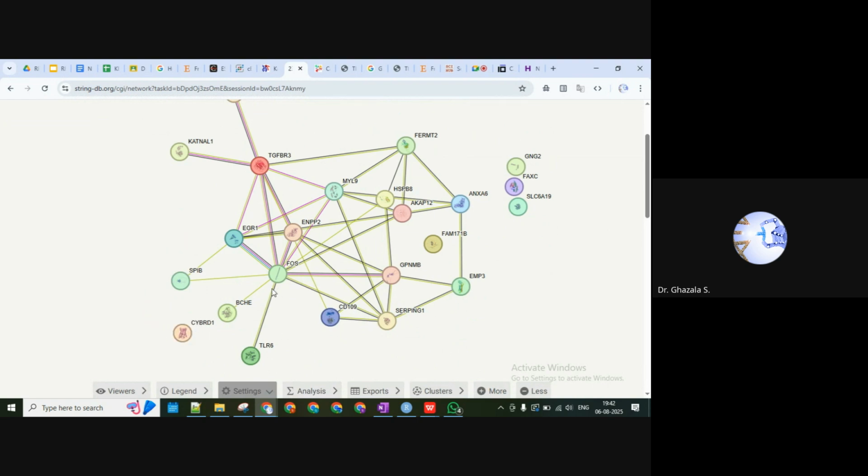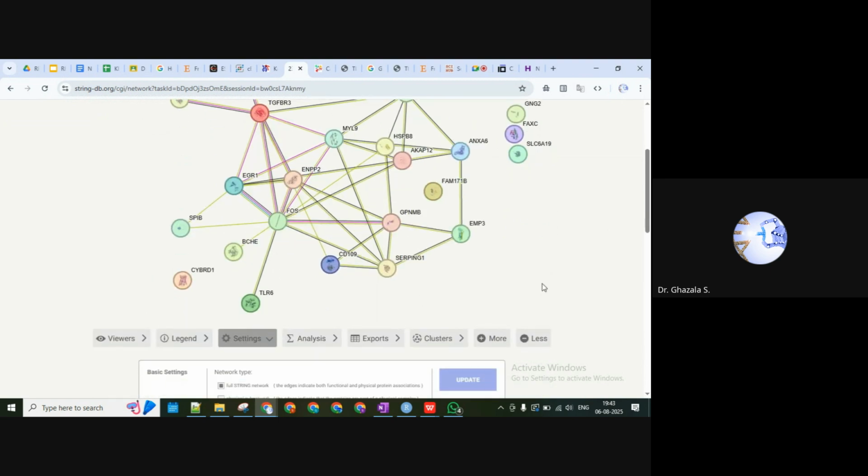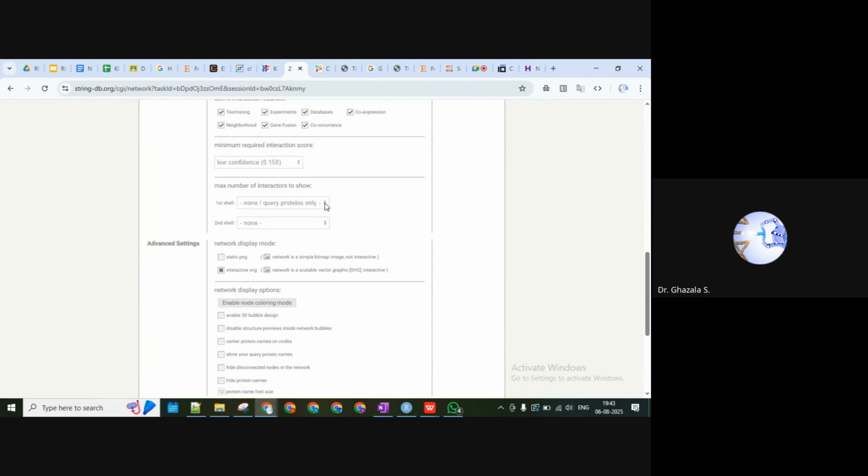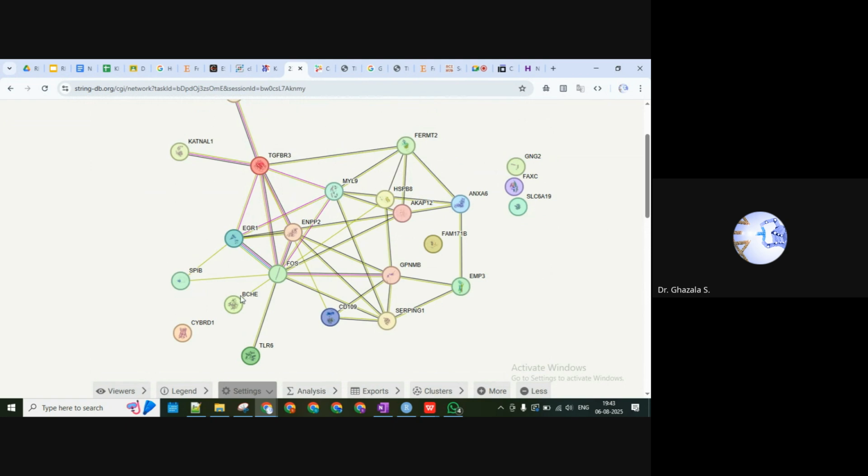Okay, so now what we can do is either get more genes from the outer layer that are not in your list but are interacting with these genes. We can take 5 extra genes in our list so we can see whether our genes of interest are interacting with each other or not. Even if that is not possible, then we will not focus on this particular gene with its interaction with BCHE.